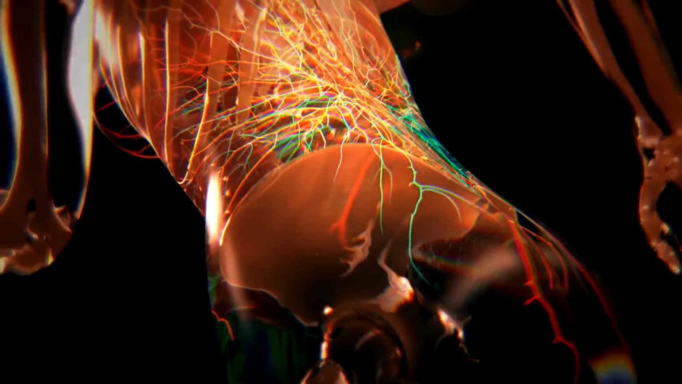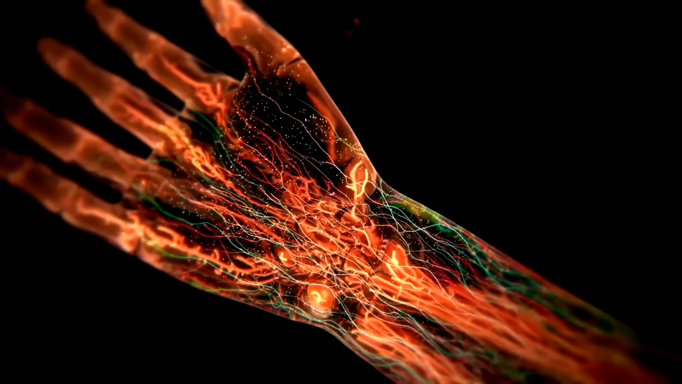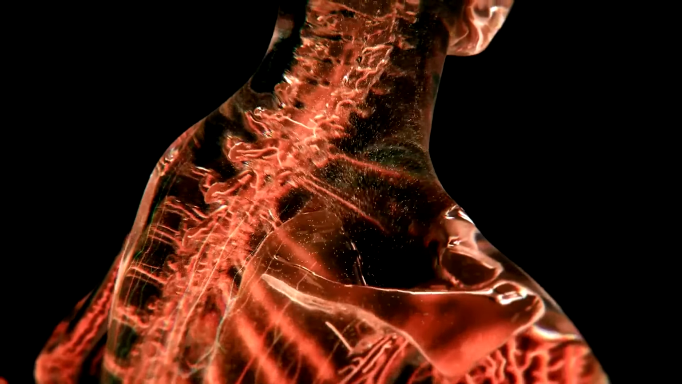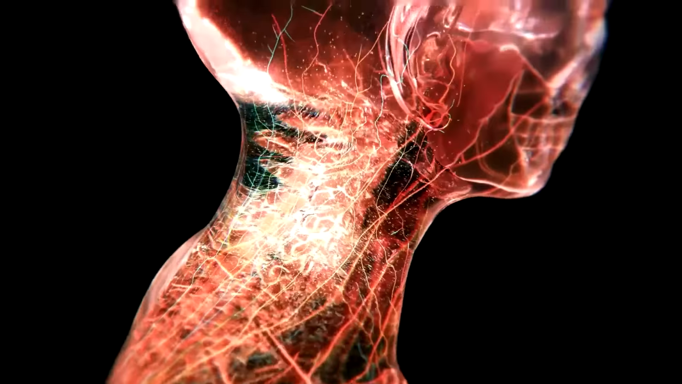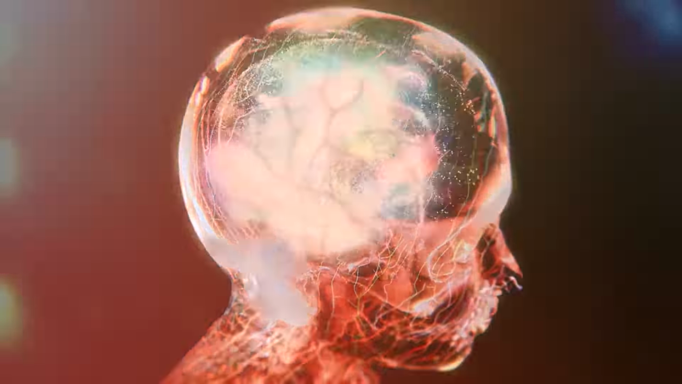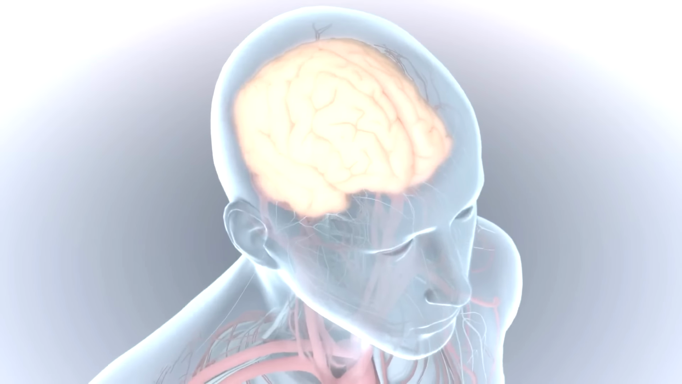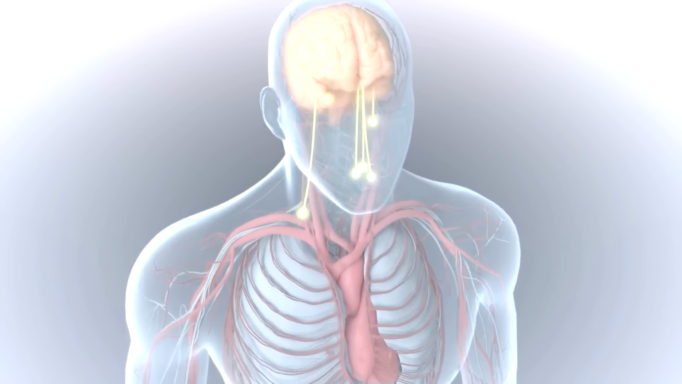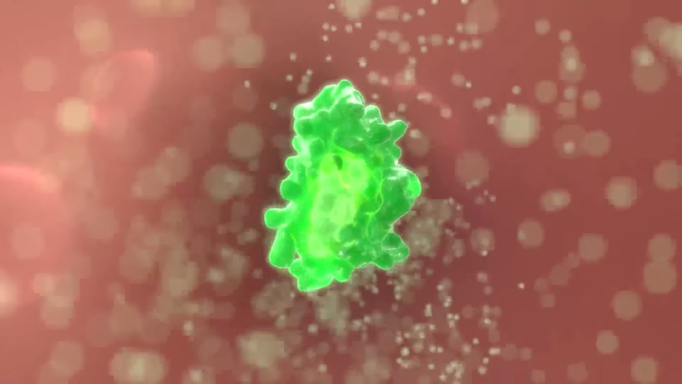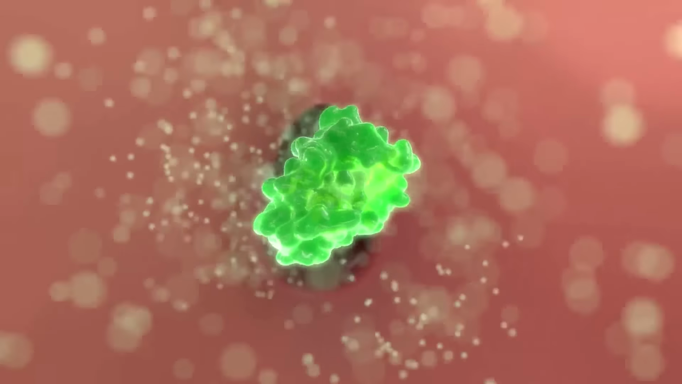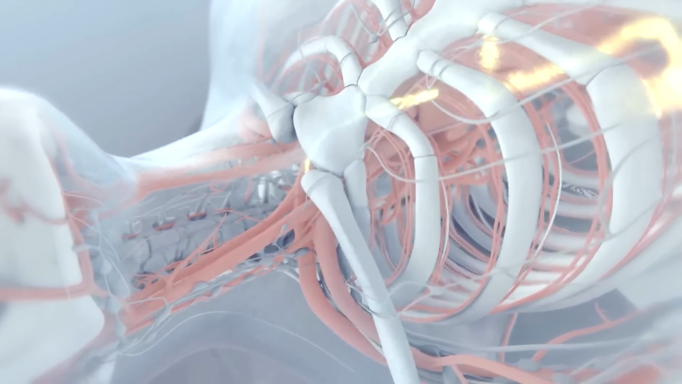First, tryptophan is converted into 5-hydroxytryptophan, or 5-HTP, by the enzyme tryptophan hydroxylase. Then 5-HTP is converted into serotonin, also known as 5-hydroxytryptamine, or 5-HT, by the enzyme aromatic amino acid decarboxylase. This process is crucial for regulating mood, sleep, and other bodily functions, as well as memory.